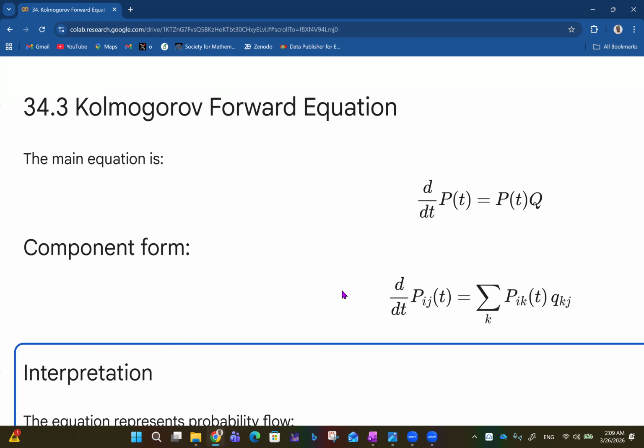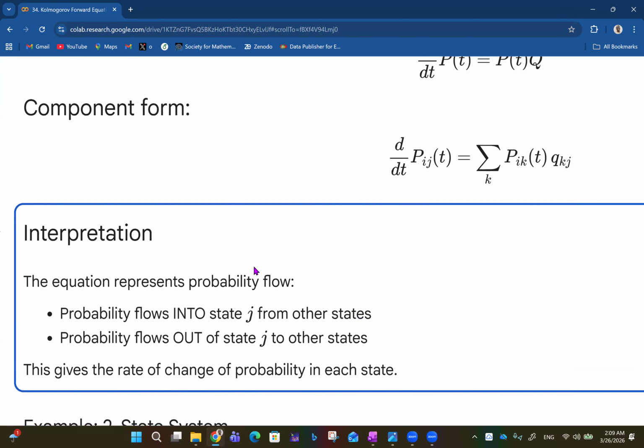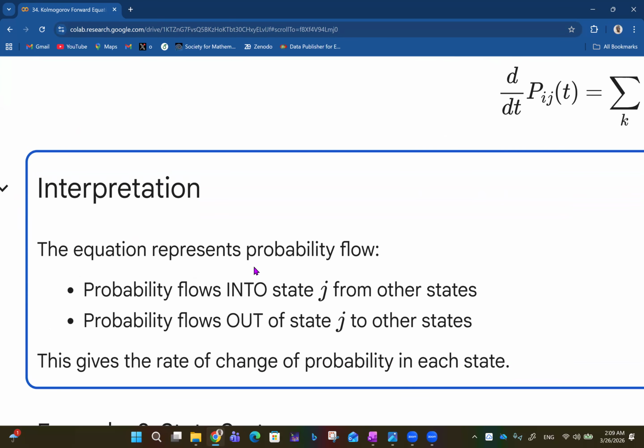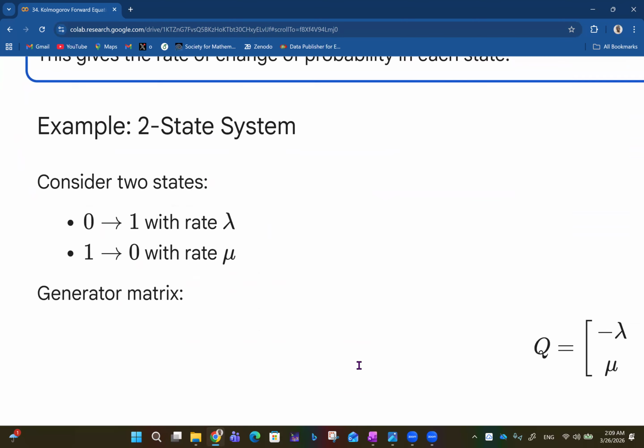Then in component form, you have that d/dt of P_ij(t) is equal to the summation over k of P_ik(t) multiplied by Q_kj. The interpretation is that the equation represents probability flow. That is, probability flows into state j from other states, and probability flows out of state j to other states. So this gives the rate of change of probability in each state.